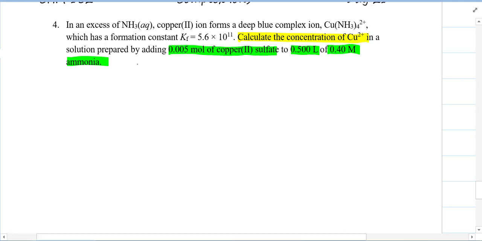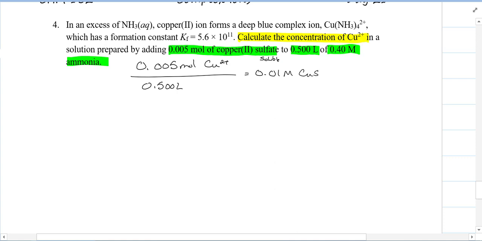Okay, so we have 0.005 moles of Cu2+ sulfate in 0.500 liters. This is soluble. That means we have 0.01 molar CuSO4. So since this is soluble, the CuSO4 goes to Cu2+ plus SO4 2-. So we have 0.01 molar copper 2, and that's what we care about.